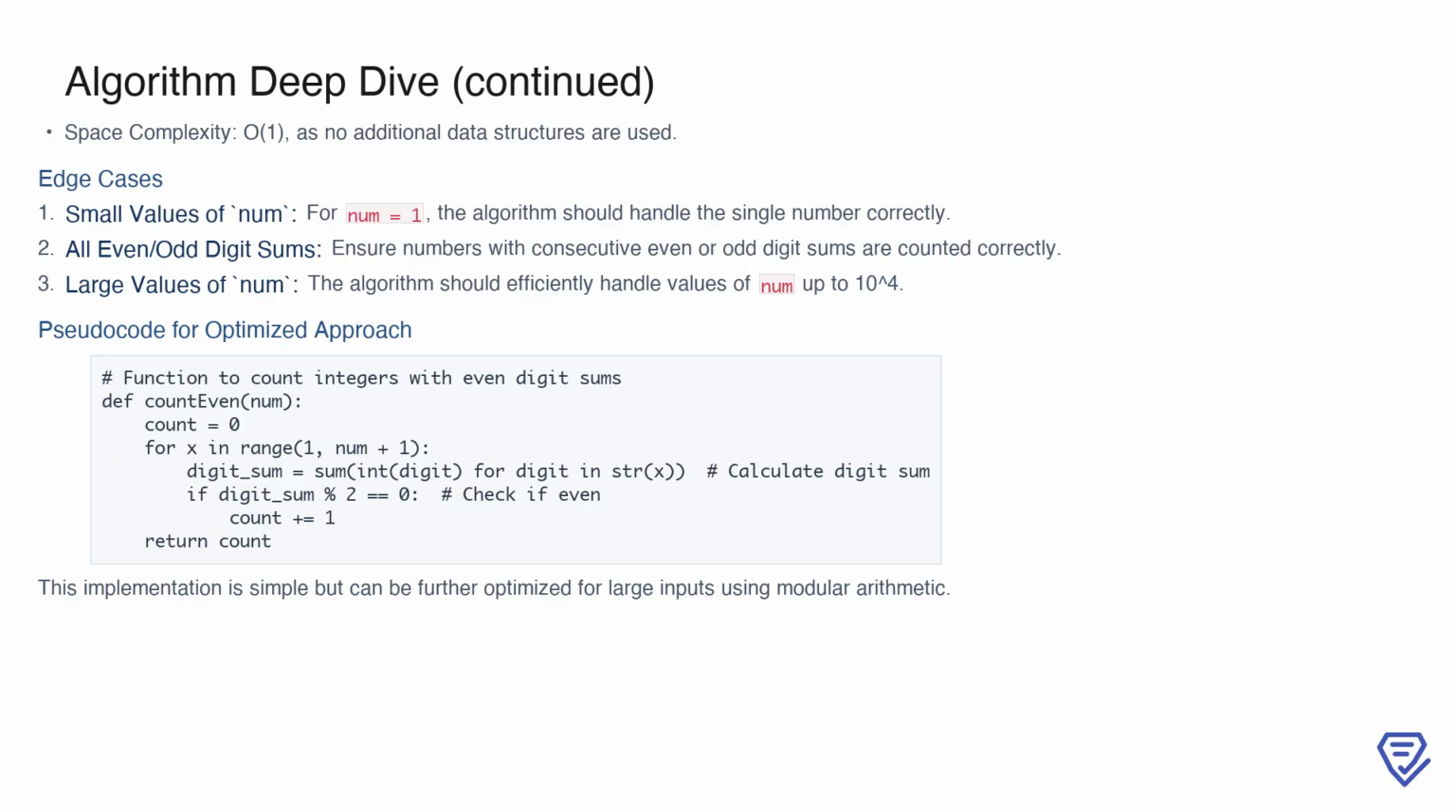Here's a pseudocode implementation for the optimized solution. The function initializes a counter and iterates through all numbers from 1 to number. For each number, it calculates the digit sum and checks if it is even. If it is, the counter is incremented. This simple yet efficient method ensures the problem is solved accurately while minimizing computational overhead.